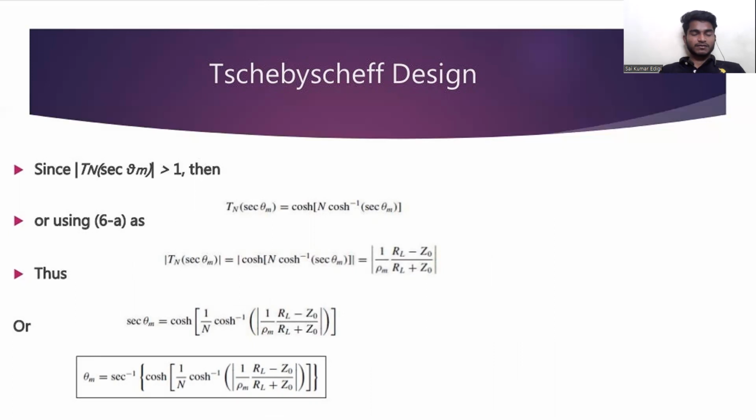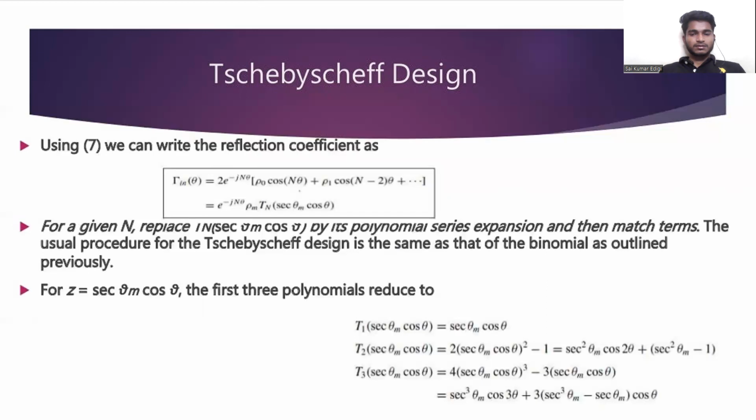Theta m equal to secant inverse of cos hyperbolic of 1 by n cos hyperbolic inverse of 1 by rho m into (R minus Z0) by (R plus Z0). Next, the reflection coefficient gamma in will be written as e power minus j n theta over Tn secant of theta m cos theta for given n, replace by its polynomial series expansion and then match terms.